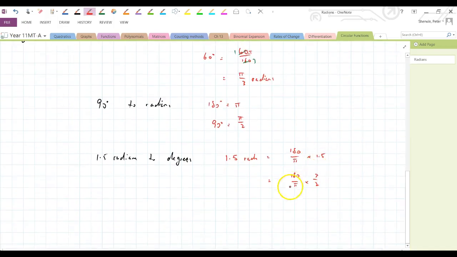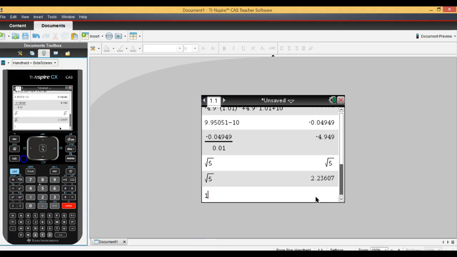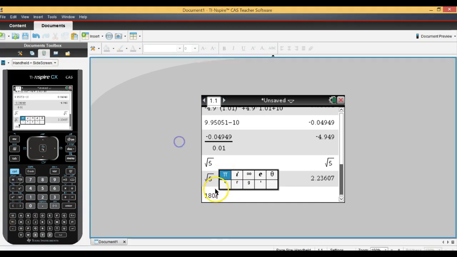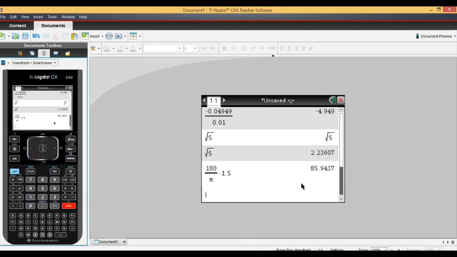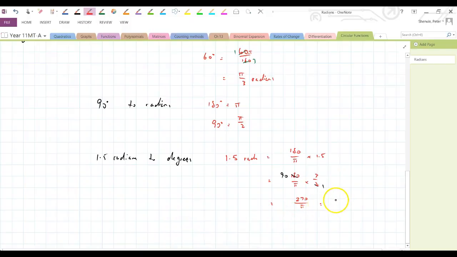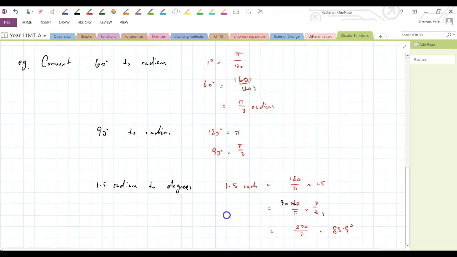Take 1.5 as 3 over 2 and do a simplification that way. So it simplifies to 270, 90 times 3 over pi. Or you could write it as a decimal, 180 over pi times 1.5. This is 1.5 radians, and you get 85.9 degrees as 1.5 radians. Okay, so there's just a few examples.